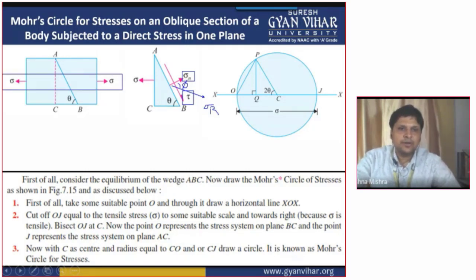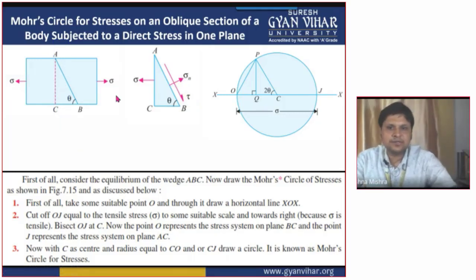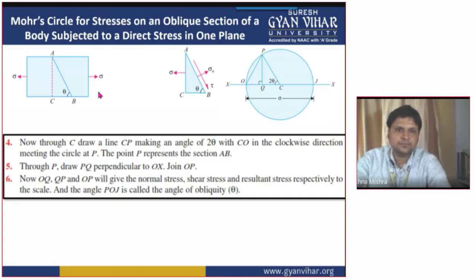Now one more case we will discuss, and that is when, along with the uniaxial loading, you also have a biaxial loading, meaning the loading is along two directions. You have a sigma x as well as a sigma y. So in such cases, what will we do? Let's see.